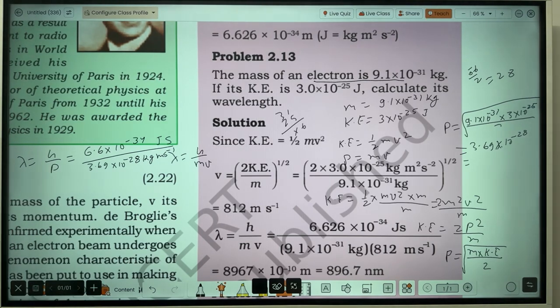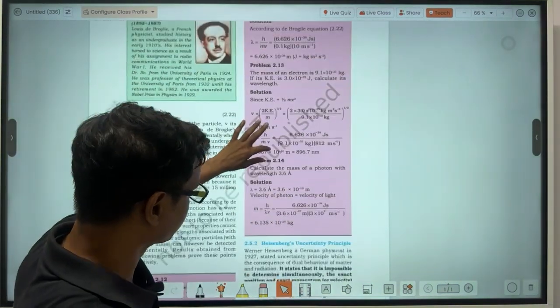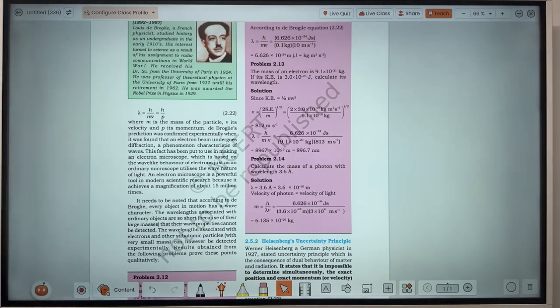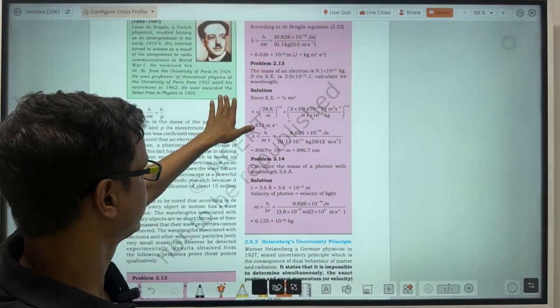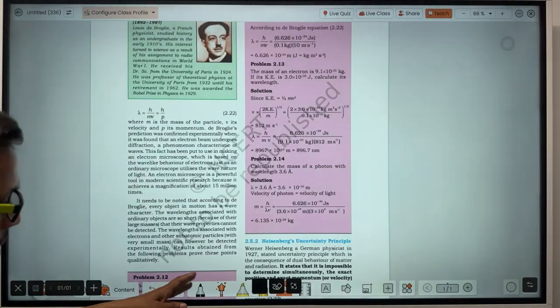so in this way you can calculate. This was the method: there is a relationship between kinetic energy and momentum, and by that you can find out the wavelength associated with the electron.